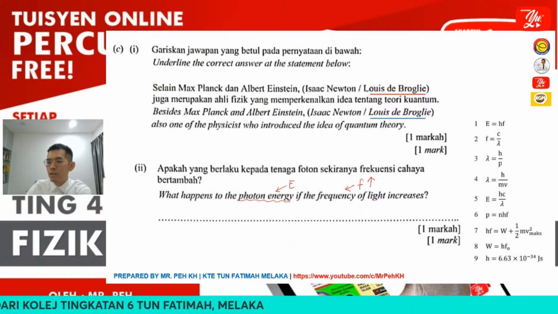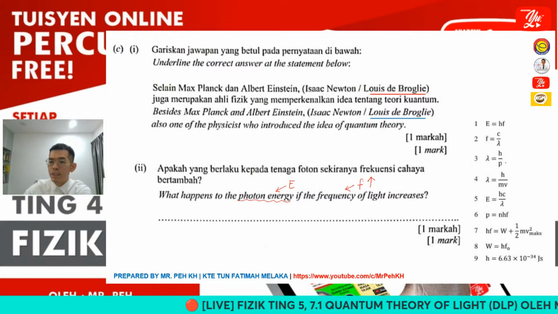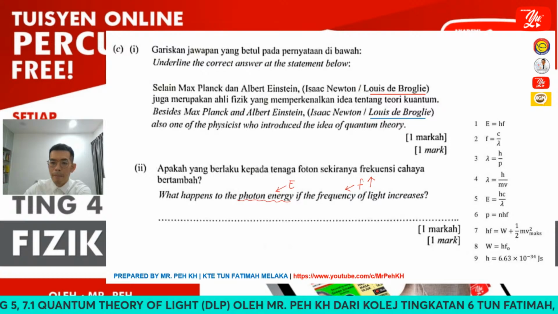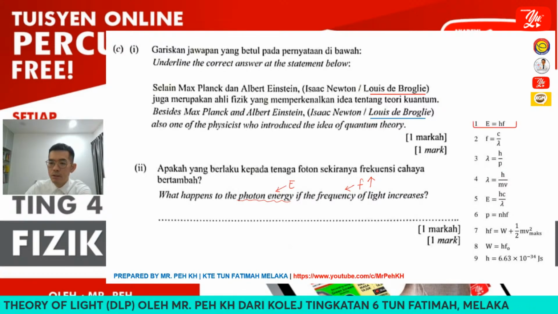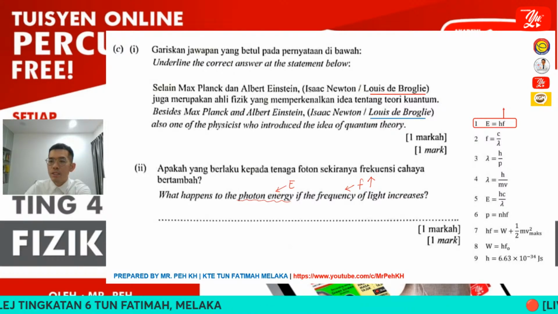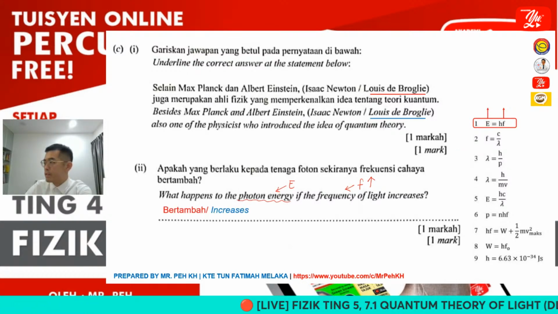So here, this will be the formula for chapter 7. You are going to see it in the answer sheet for the question in paper 2. So you have to select the correct formula. Okay, then you can compare the relationship between E and f. So here you can see very clearly that f is directly proportional to E. Okay, so the answer will be increases.